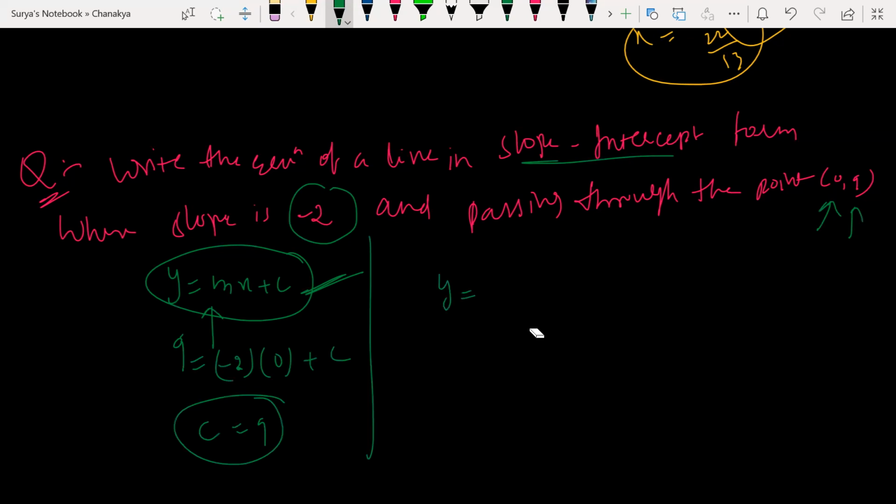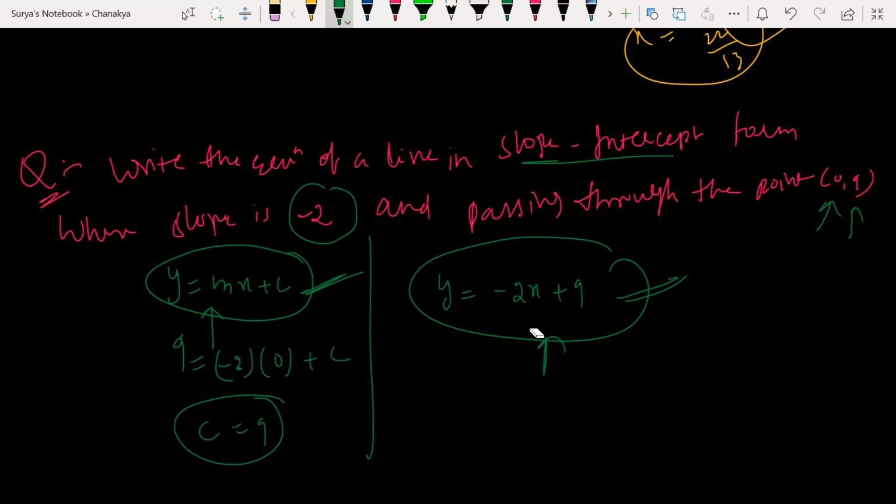y is equal to mx plus c, so y is equal to -2x plus 9. This is my slope intercept form, the required equation of the line. This is my equation, right? Yes or no? Okay, sir. Understood. Very simple.